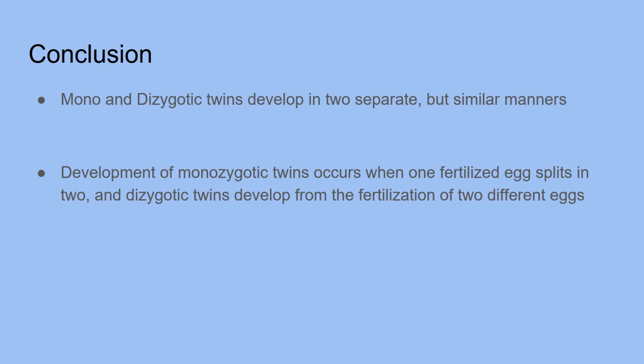So in conclusion, mono and dizygotic twins develop in 2 separate but similar manners. The development of monozygotic twins occurs when one fertilized egg splits into 2. And as we mentioned before, there are those 3 separate ways it can happen: pre-trophoblastic, post-trophoblastic, or post-amniotic. And then dizygotic twins, also known as fraternal twins, develop from the fertilization of 2 different eggs.